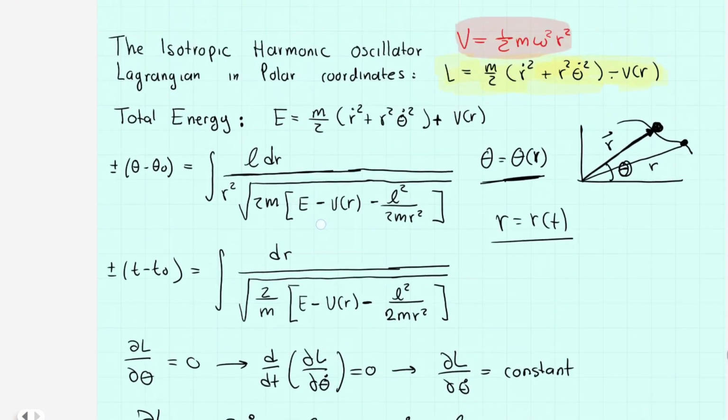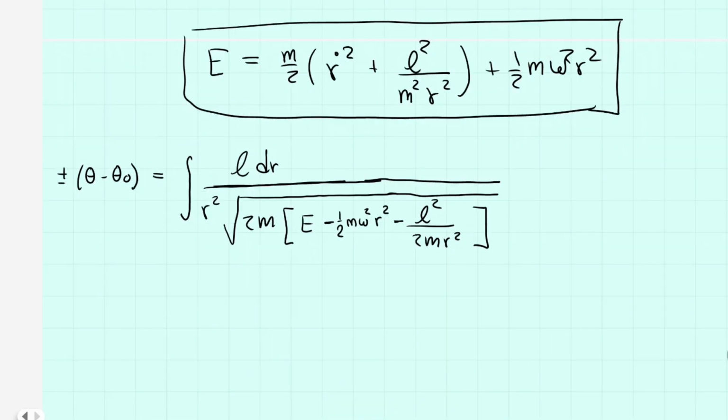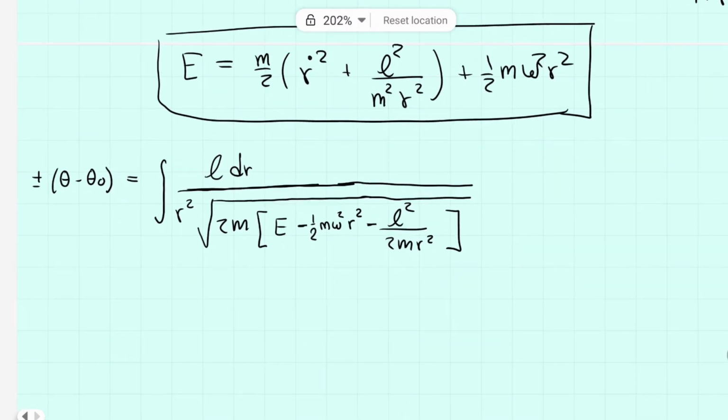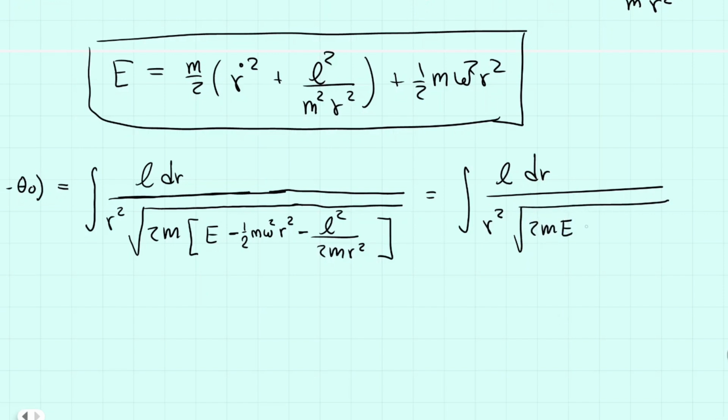So let me rewrite this expression with the potential energy of the isotropic harmonic oscillator. This will be the integral that we need to solve. As I mentioned, I just put the potential energy here. So first of all, we are going to multiply 2m into these brackets to get the integral of L dr over r squared, the square root of 2mE minus m squared omega squared r squared minus L squared over r squared.